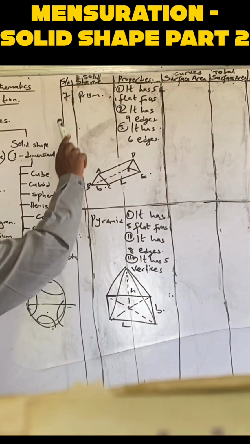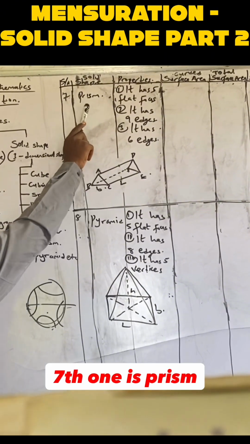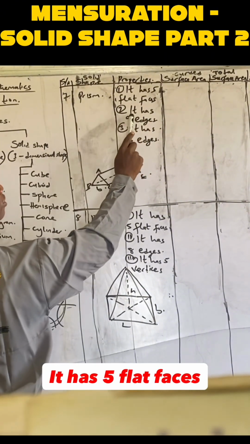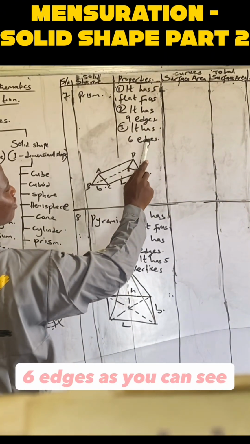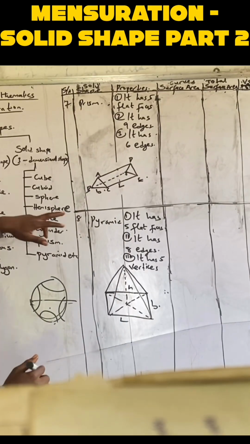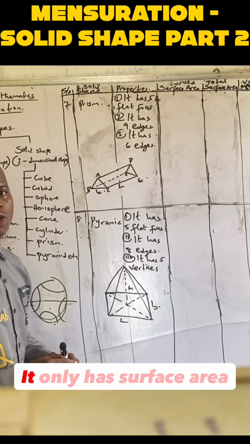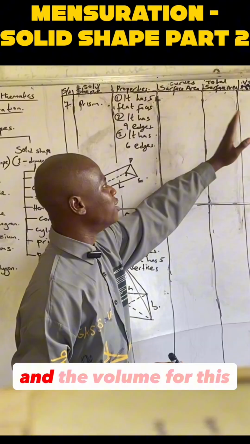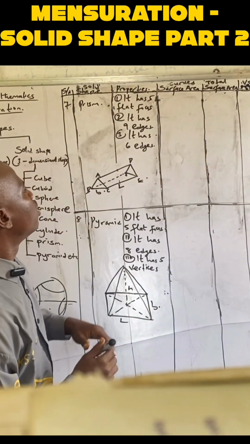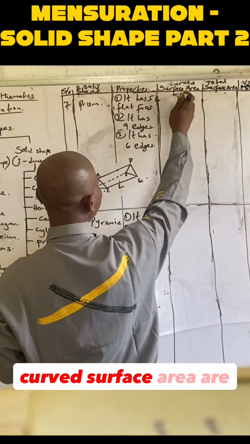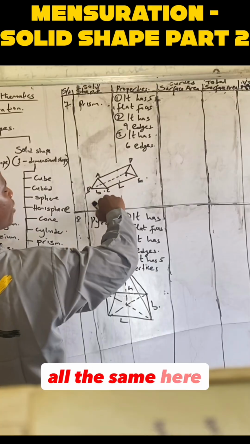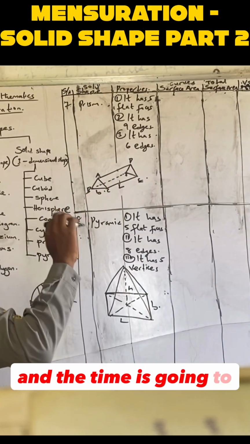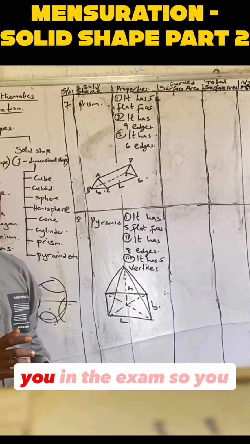So the 7th one is the prism. It has 5 flat faces, it has 9 edges, and it has 6 vertices, as you can see on the board. So what is the surface area? It only has surface area and volume. The surface area or the curved surface area are all the same here, and it is determined by the shape that was given to you in the exam.